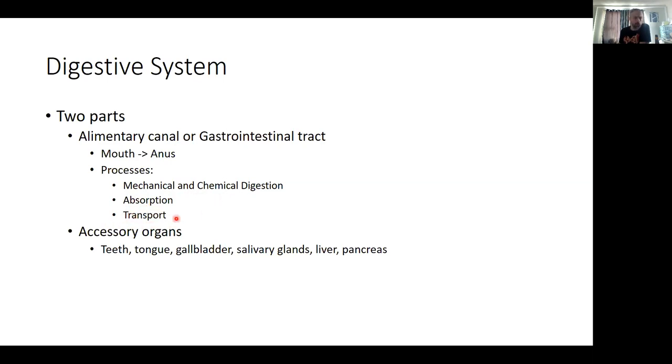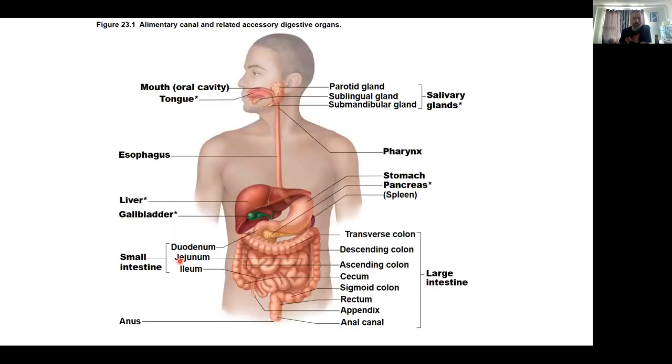And of course, the whole way through, we have transport occurring, moving from one part to the next the whole way on through. The other part of the digestive system here, these are the accessory organs. So these would be things like teeth, your tongue, your gallbladder, your liver, your salivary glands, your pancreas, all of those kinds of guys that are kind of adding little bits of stuff along the way.